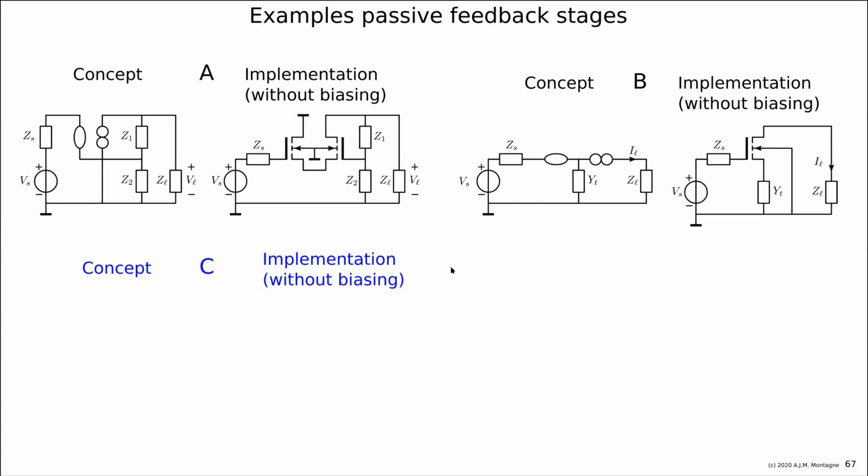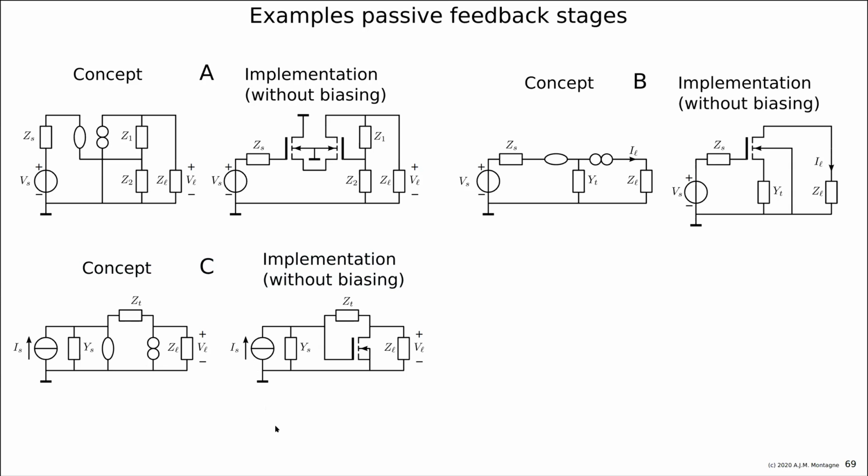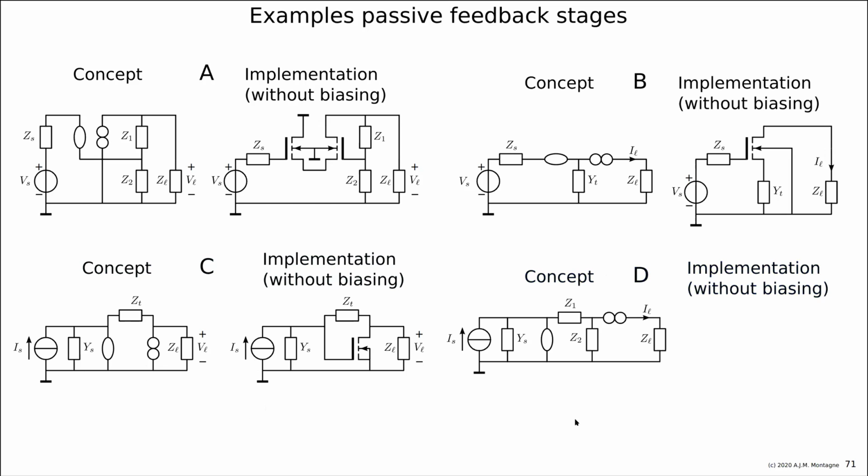The concept C is a transimpedance amplifier, and you see we also can make this with a three-element controller with three terminals. It converts the source current into a load voltage, and here you see the solution with one transistor. And the last one, setting B, the transmission parameter D, is a current amplifier.